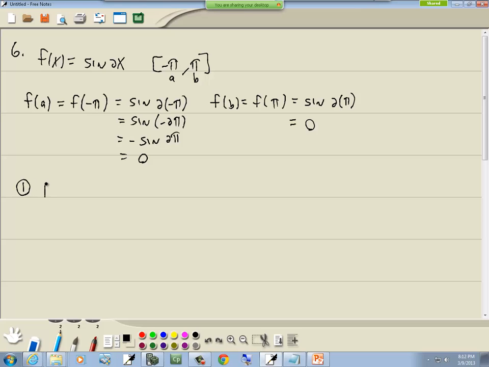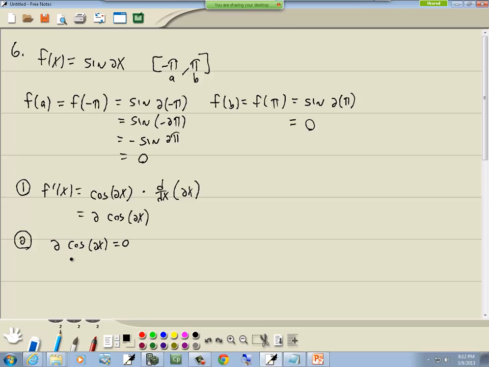Step 1. Well, the derivative of sine is cosine. But since it's more than a single x here, we have to multiply it times the derivative of what follows that. So multiply times the derivative of 2x. That's the chain rule. The derivative of 2x is 2, so this gives us 2 cosine 2x. Now step 2, we want to set that equal to 0. And so I've got 2 cosine 2x is equal to 0.